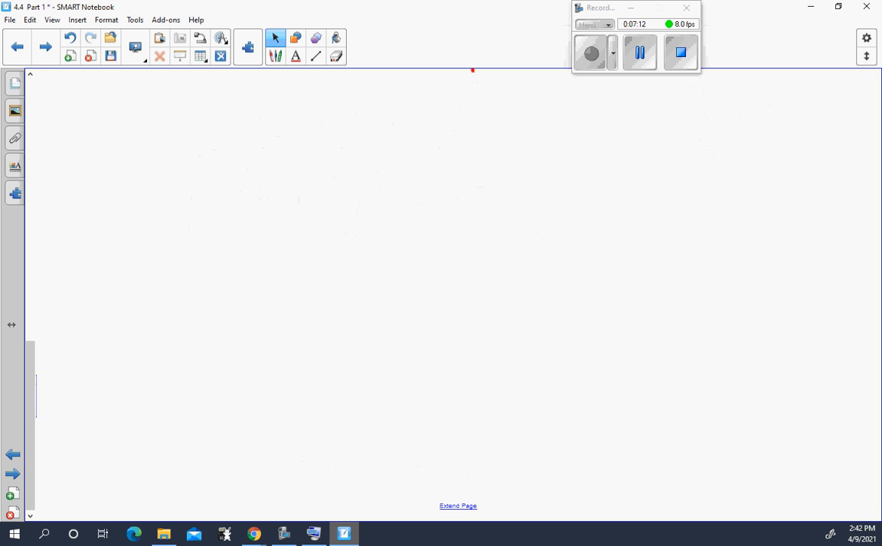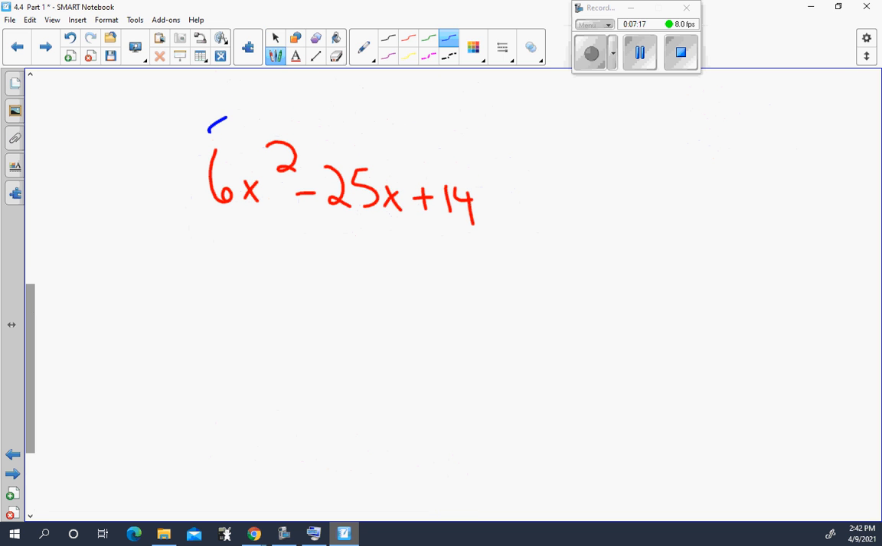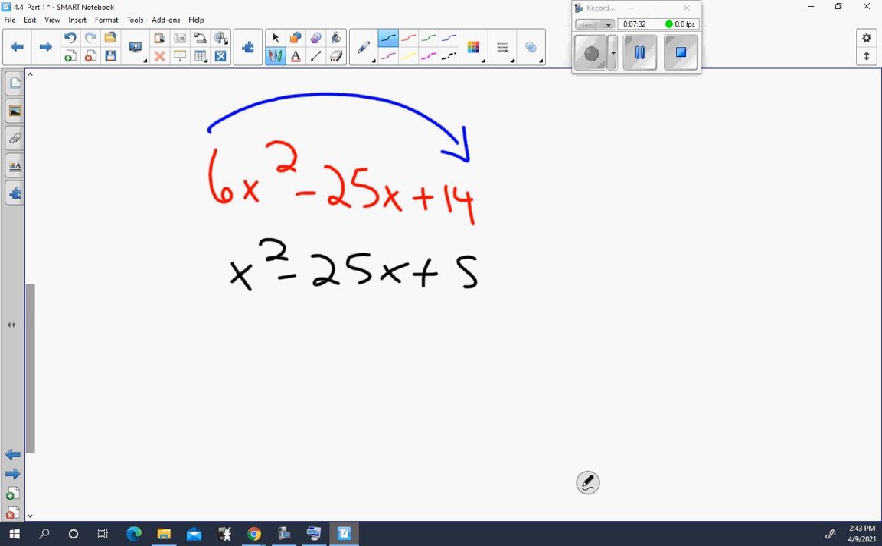Okay, try it with this one. We take that 6 and we slide it over. 6 times 14, 84. So we're left with x squared minus 25x plus 84.